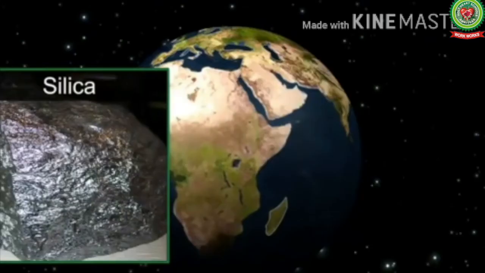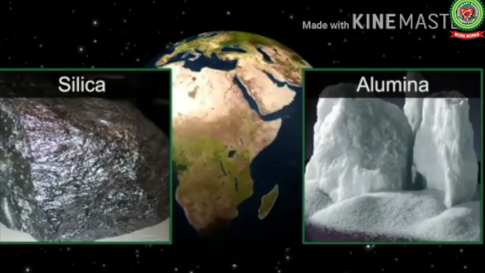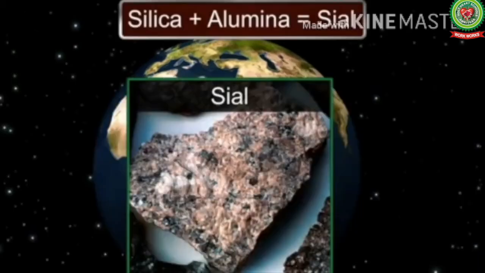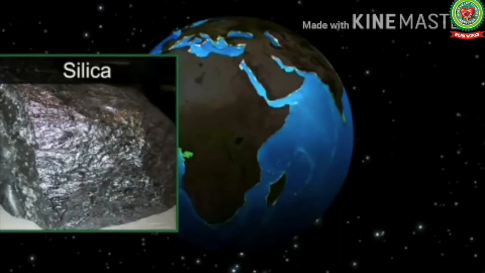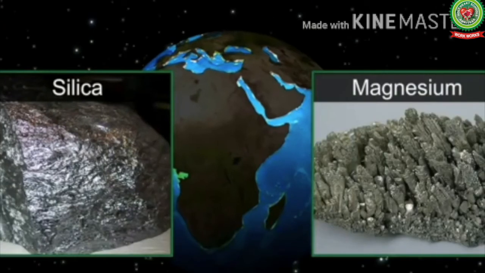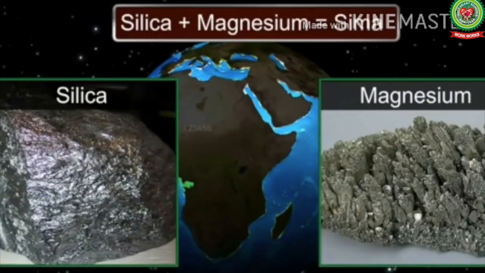The main mineral constituents of the continental masses are silica and alumina. It is thus called Sial, where Si stands for silica and Al stands for alumina. The oceanic crust mainly consists of silica and magnesium. It is therefore called Sima. Si stands for silica and Ma stands for magnesium. Now let's read this part.